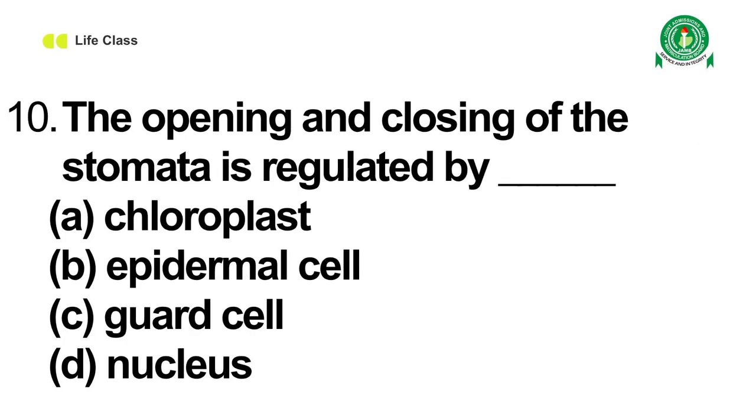The opening and closing of the stomata is regulated by A. the chloroplast, B. epidermal cells, C. guard cells, D. the nucleus. The correct answer here is guard cells. So the guard cells are bean-shaped, and they retract and contract. So the correct answer here is the guard cells.